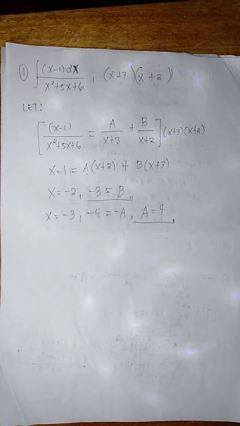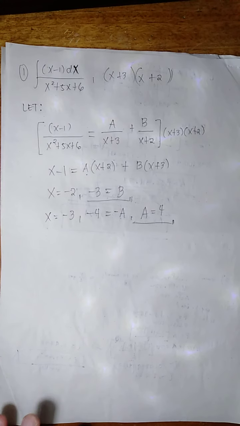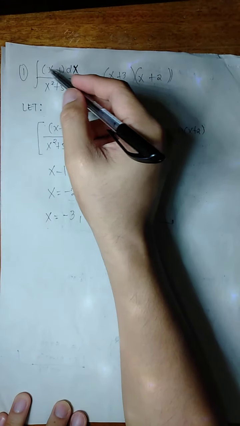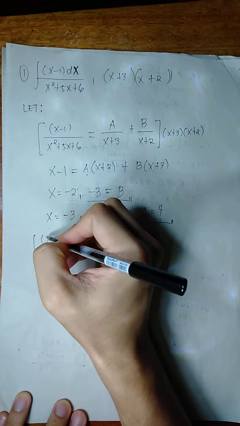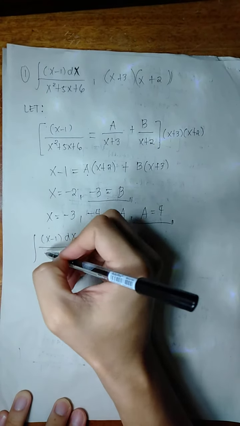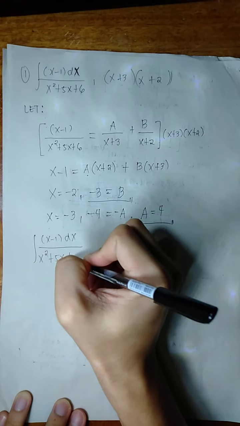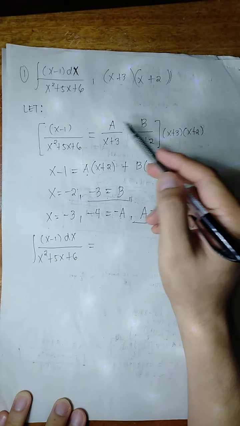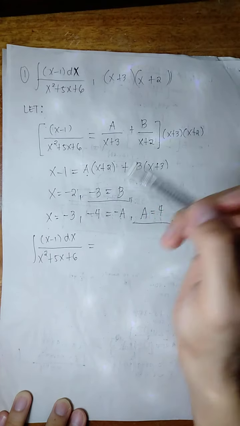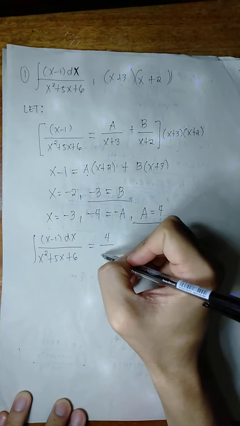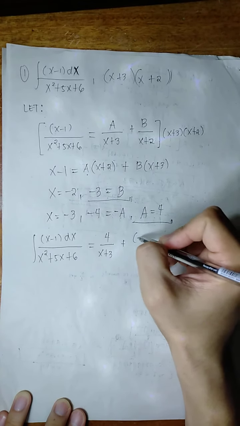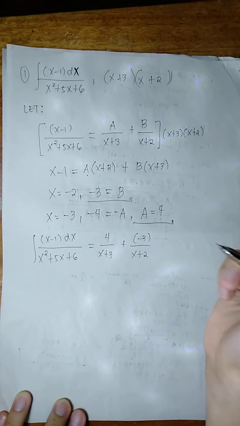Are we done? Not yet, of course, we don't have the integration yet. This is only the procedural part of our integration. So what's next? We can rewrite this: the integral of (x minus 1) dx over (x squared plus 5x plus 6) equals, copy it again, but this time the constant A has a value, which is 4, so plug that in: 4 over x plus 3 plus B, which is negative 3, over x plus 2.